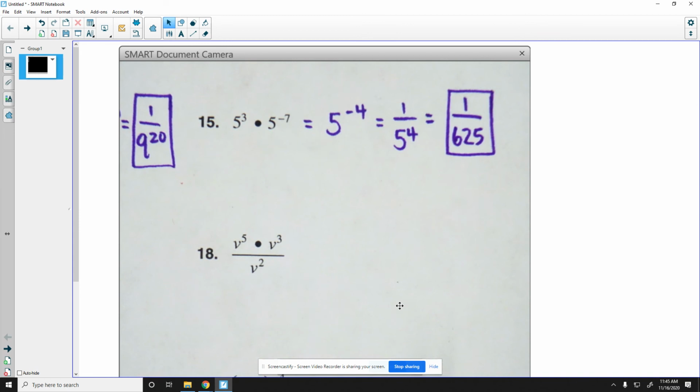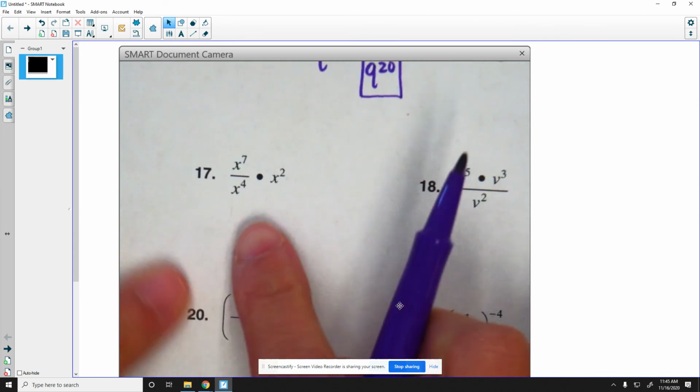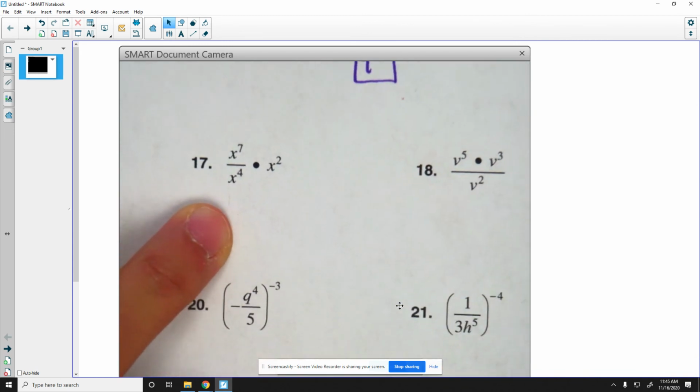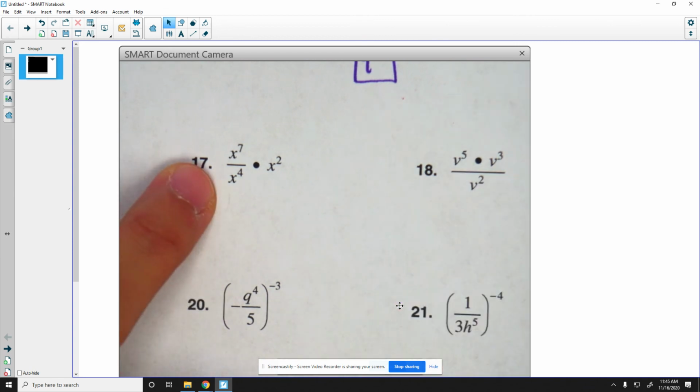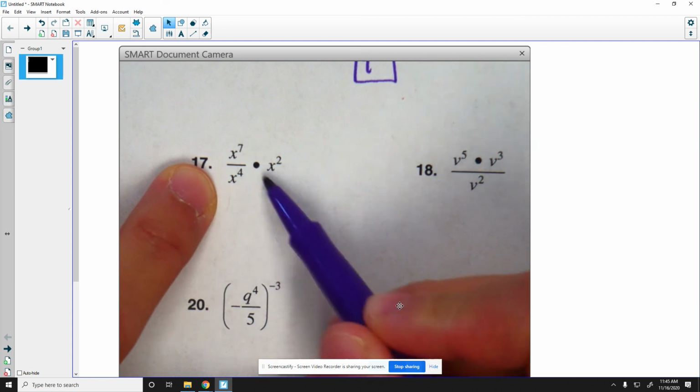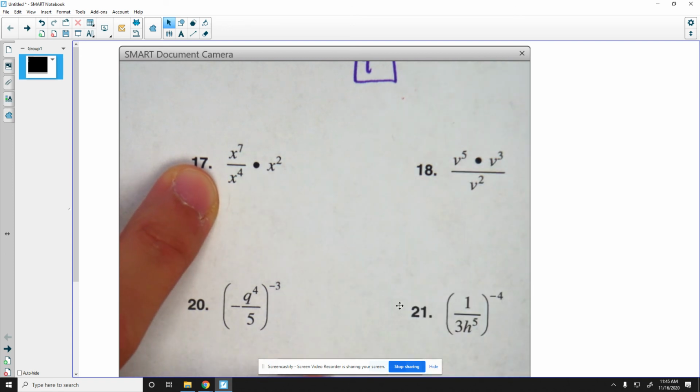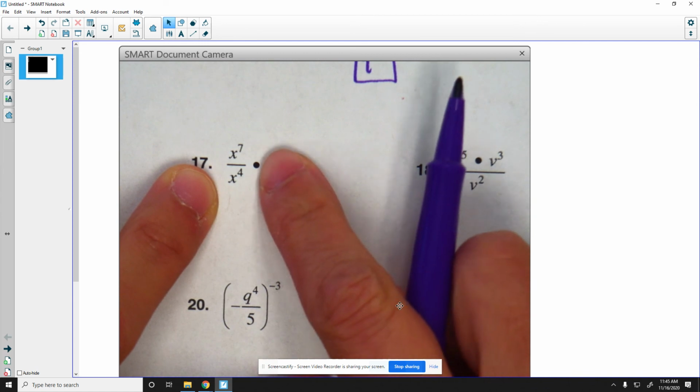All right, let's do number 17. For this problem, ooh, they're all X's, so I know that they all get combined later on, but what do you think I do first? The dividing or the multiplying? Dividing, yeah, you should probably just do the dividing first.